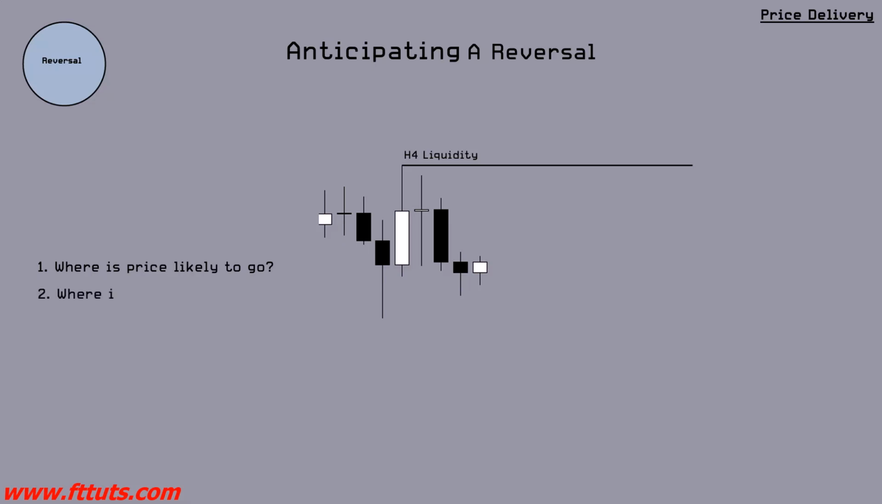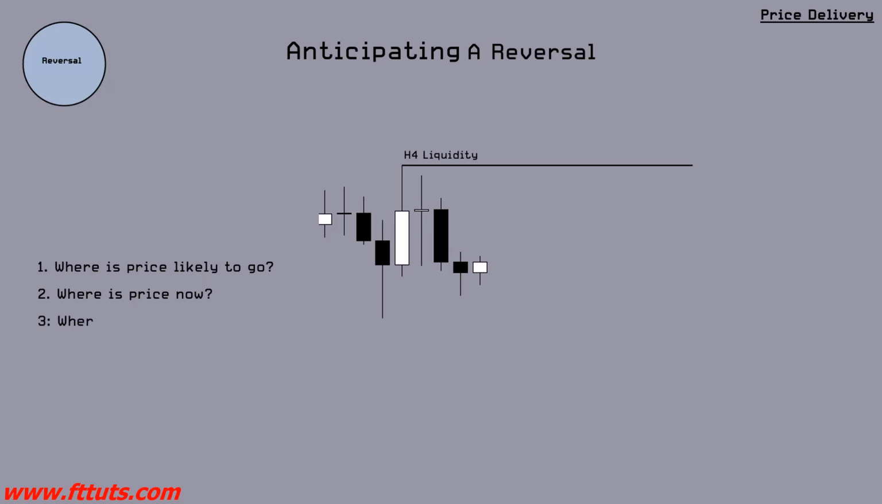Question number 2, where's price now? Price is at this white candle right now, and we can see that there's not a lot of activity going on. In the liquidity video and the market structure video, we explained that price is likely going to manipulate in some way before going into the anticipated direction, and the anticipated direction is lower. So we had not a lot of activity here, and we can expect some kind of manipulation to occur.